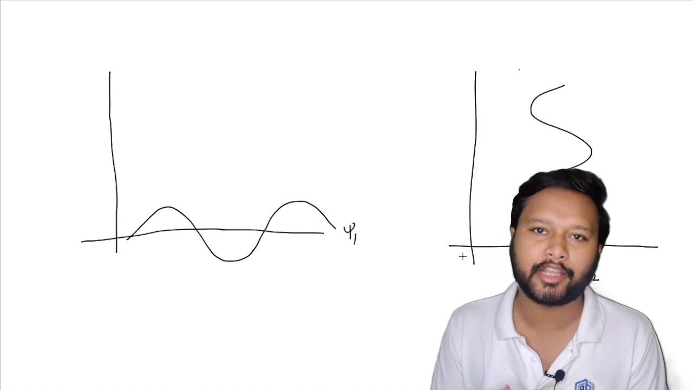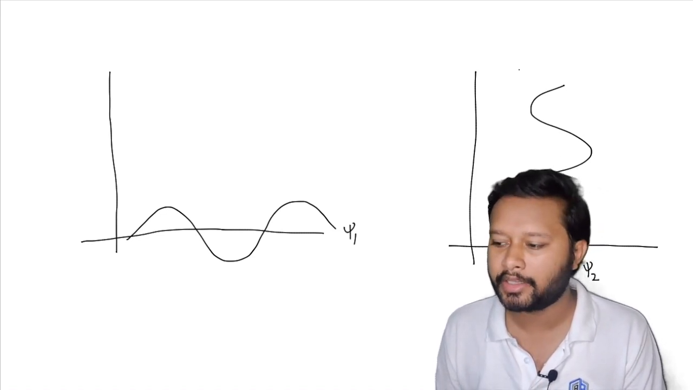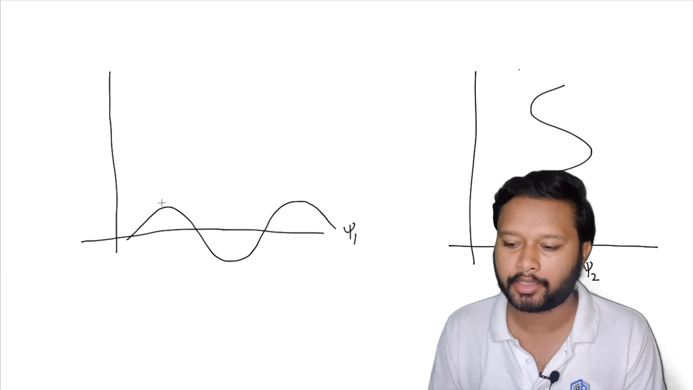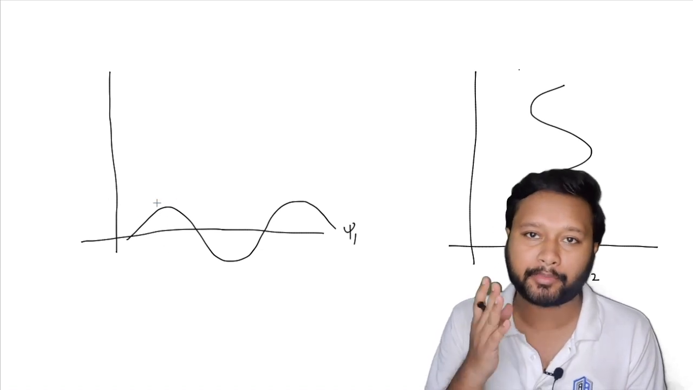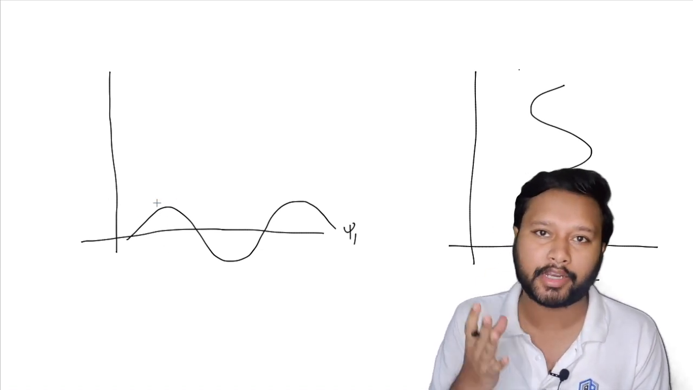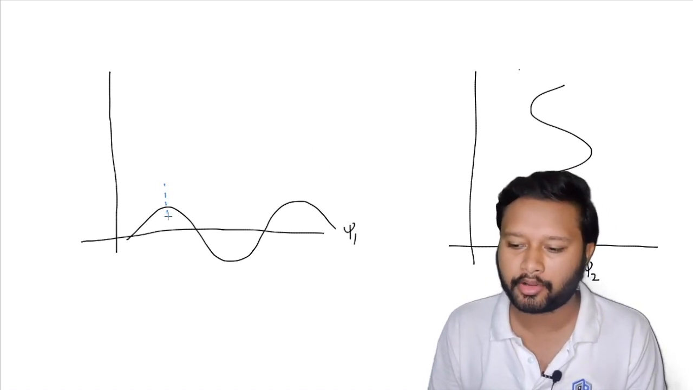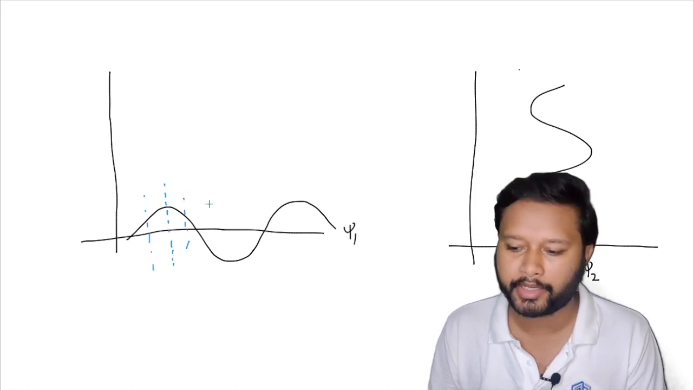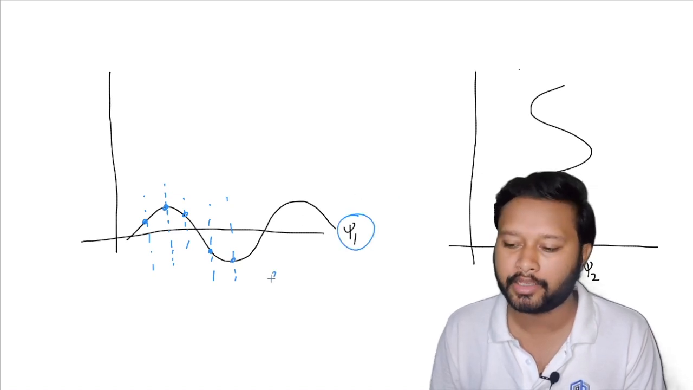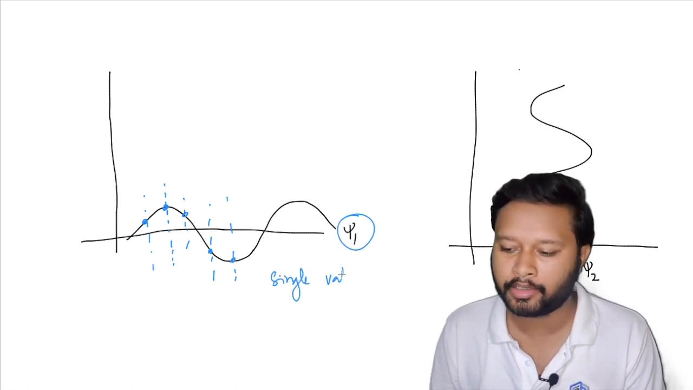Now what does single valued mean? Single valued means that if you draw a line parallel to the y-axis, or a perpendicular line on the x-axis, it should give you just 1 point on the wave function. So if I draw a perpendicular line at any point on the x-axis, I should always get a single value on the wave function, which is there in my psi1. So psi1 will be called a single valued wave function.